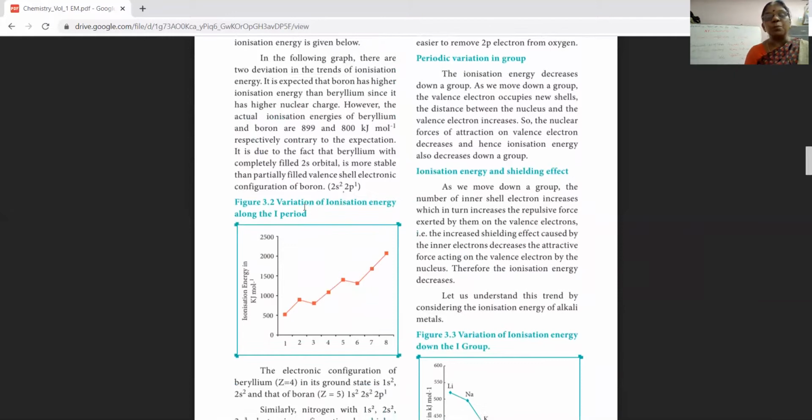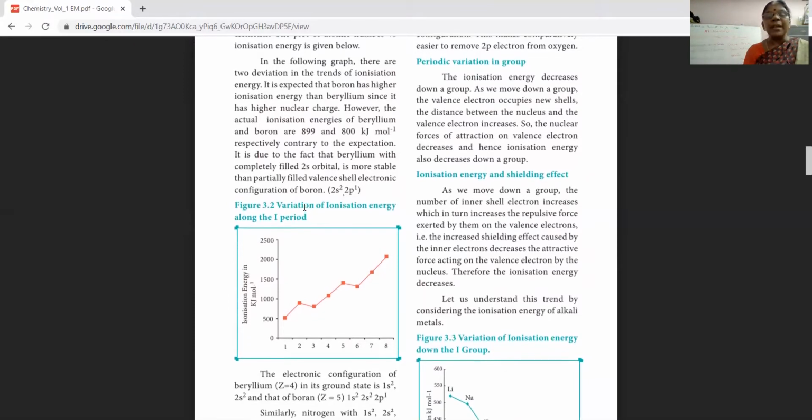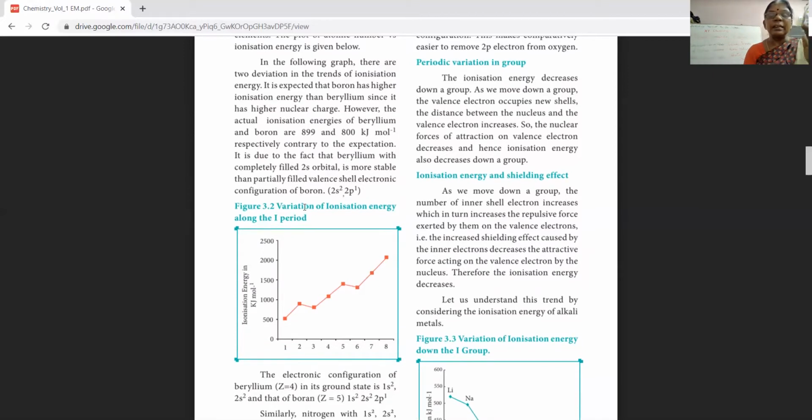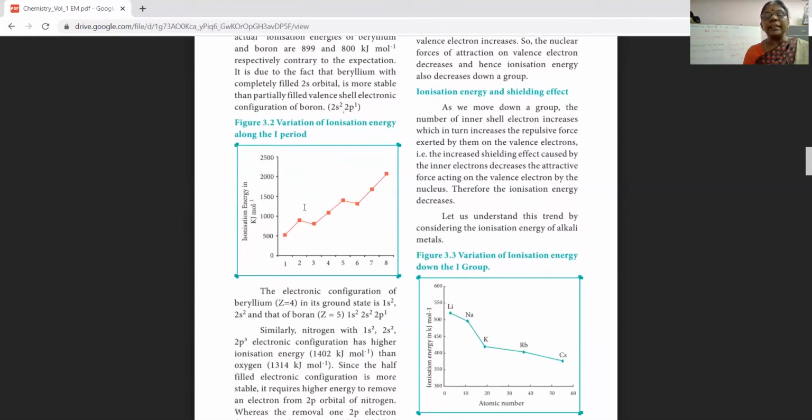Periodic trends in a group. The ionization energy decreases as we come down the group. As we move down a group, the valence electrons occupy new shells. The distance between the nucleus and the valence electron increases. So the nuclear force of attraction on the valence electron decreases, and hence the ionization energy also decreases down the group.